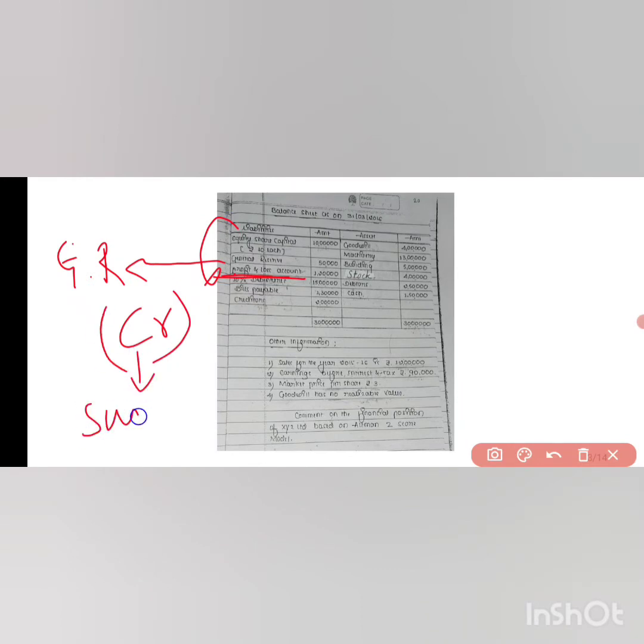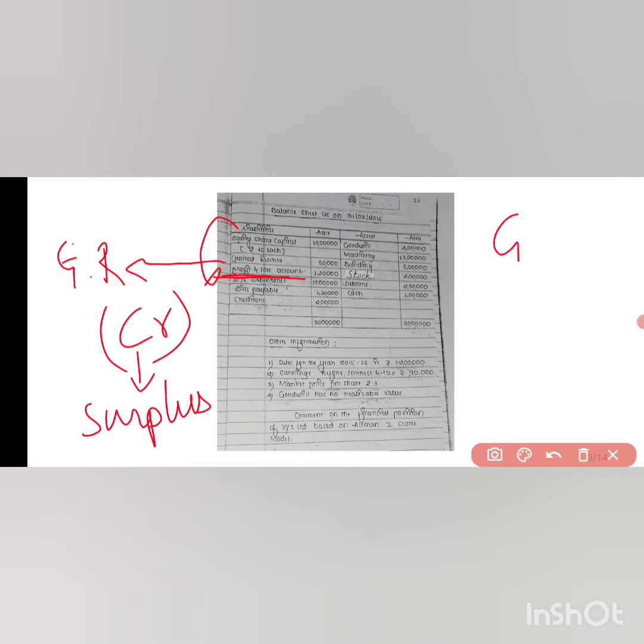See here, general reserve they have given, right? And they have given us the profit and loss account. This profit and loss account is written on the liability side. Why? Because it is a credit balance. Credit balance shows us the surplus. That's why they have written it on the liability side.